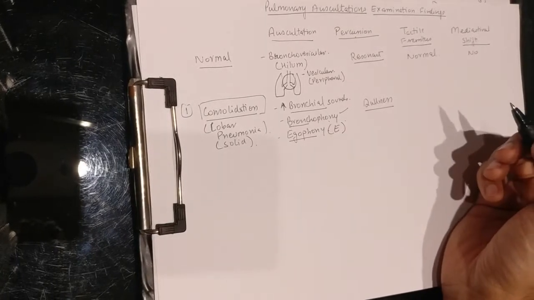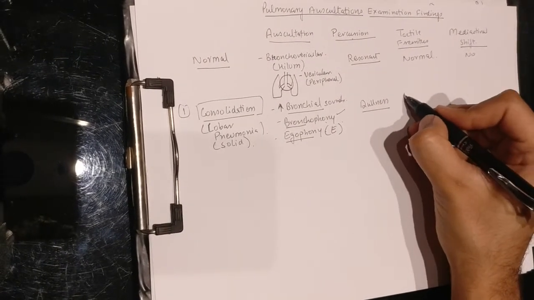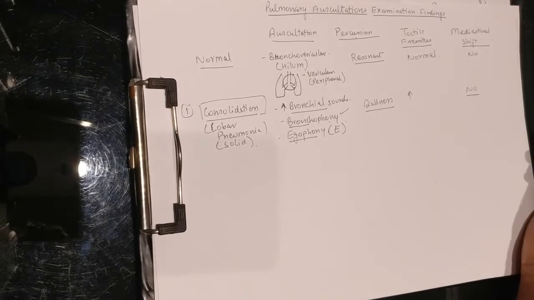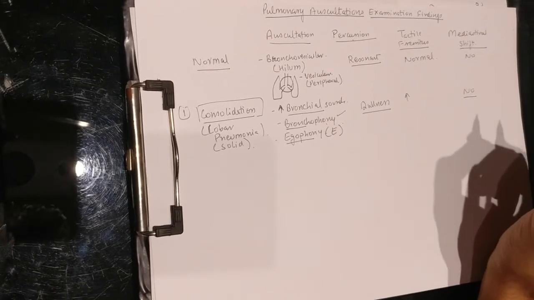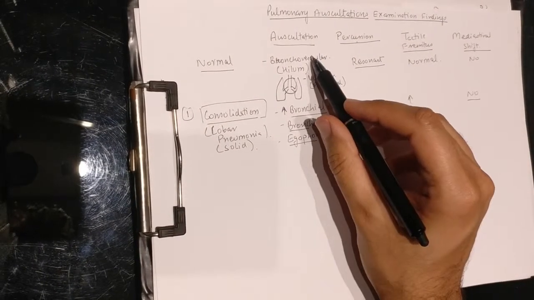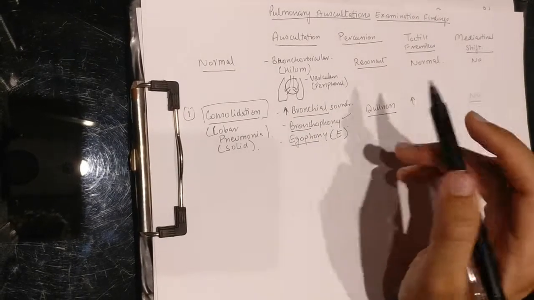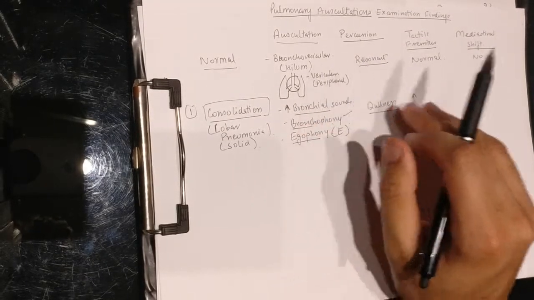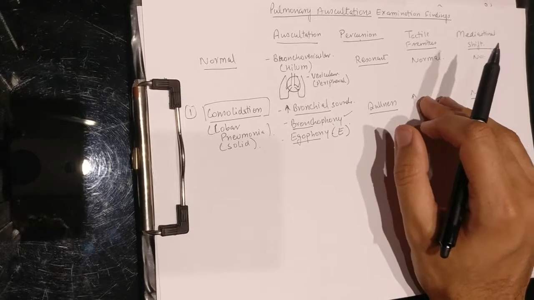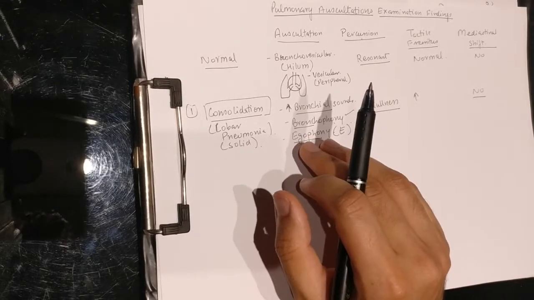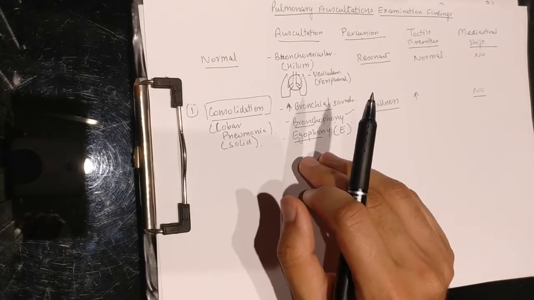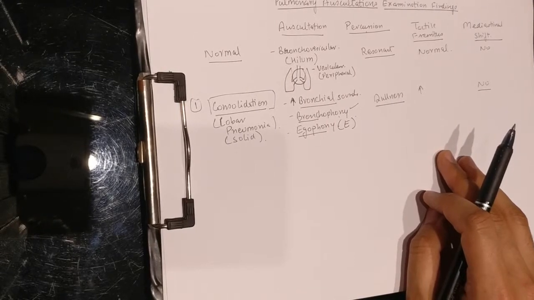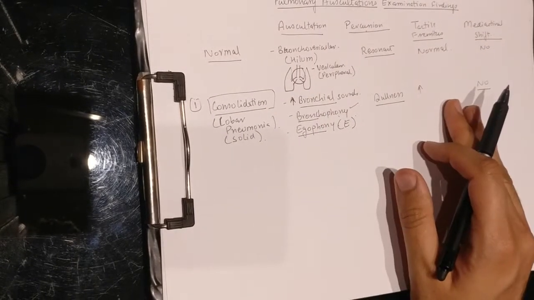Percussion, there would be dullness. Tactile fremitus would be increased at the consolidation site, and there will be no mediastinal shift. Now, a very important point to remember over here is that the tactile fremitus and the auscultation are never discordant. That means if you hear bronchial sounds over here, you'll see bronchial sounds increased or normal in the tactile fremitus. If auscultation sounds are absent or decreased in a condition which we'll discuss below, there will be decreased tactile fremitus. So there is never a discordance between auscultation and tactile fremitus.